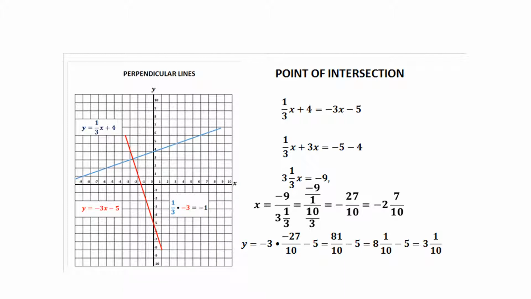That's x. Now, how do we find y? We plug it into one of the y's, and I'll use the negative 3x minus 5. So y is equal to negative 3 times, and I want to use the improper fraction form, minus 27 over 10 minus 5. Two negatives make a positive. So 3 times 27 is 81 over 10 minus 5. And now we're going to turn that to a mixed number. 10 goes into 81 8 times, and you got 1 left, so that's 8 1/10 minus the 5, which is 3 1/10.